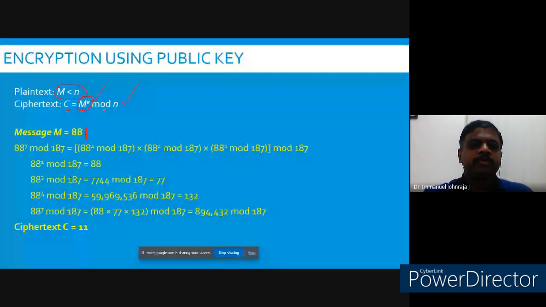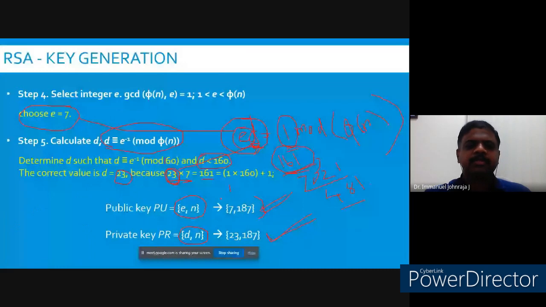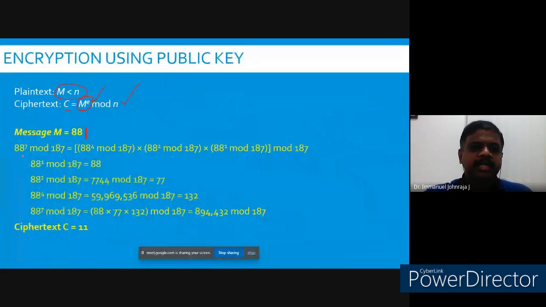So what's the formula? 88 power 7, e value is 7, right? Yeah, e value is 7, and mod n, which means 88 power 7 mod 187 should be calculated. This number looks really difficult because 88 power 7 is going to be a very big number, and then you take the modulus, it's going to be a big calculation even for our textbook sample calculation. But when you go for the biggest numbers in the actual implementation of RSA, this is going to be a nightmare even for your computers to do directly. So for that matter, we go for modular arithmetic.